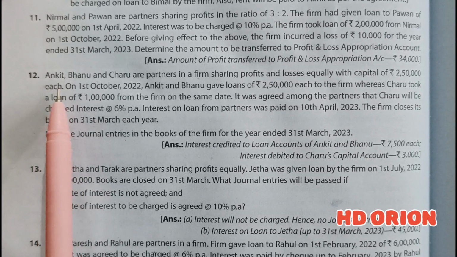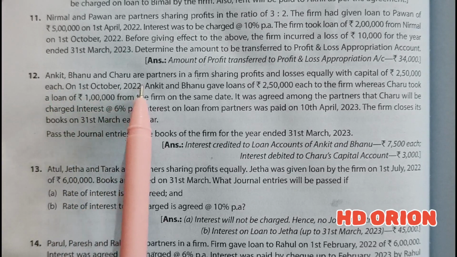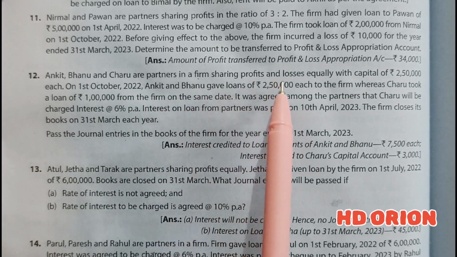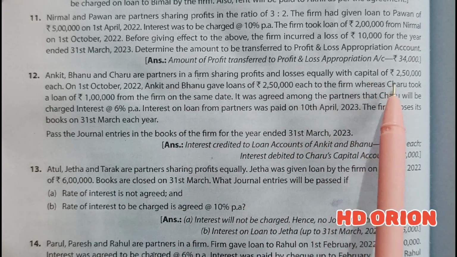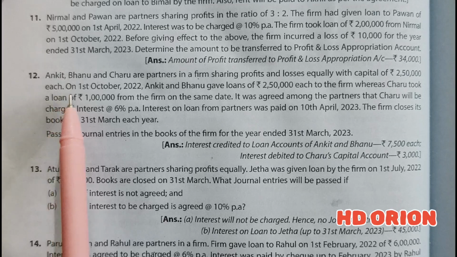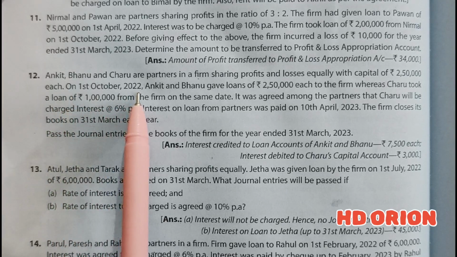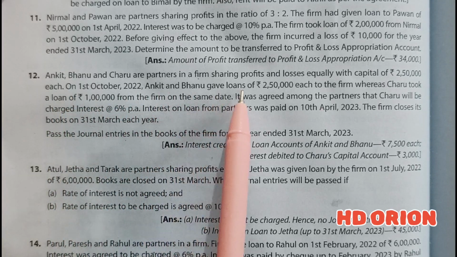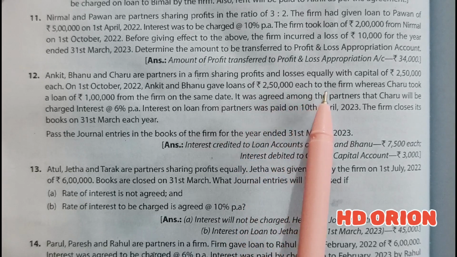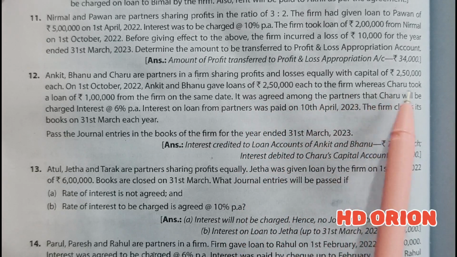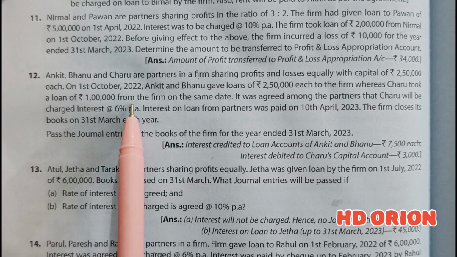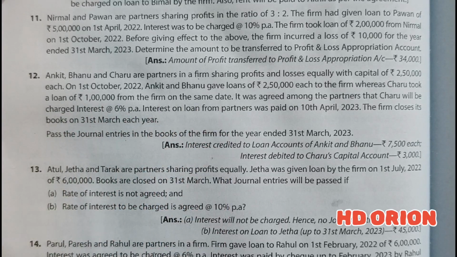Let us see question number 12. Ankit, Bhanu and Charu are partners in a firm sharing profits and losses equally with capital of rupees 2,50,000 each. On 1st October 2022, Ankit and Bhanu gave loans of rupees 2,50,000 each to the firm, whereas Charu took a loan of rupees 1 lakh from the firm on the same date.